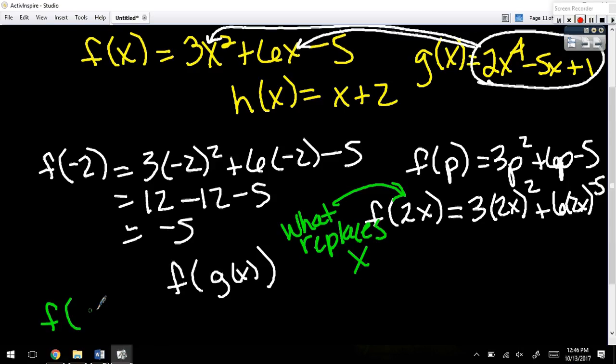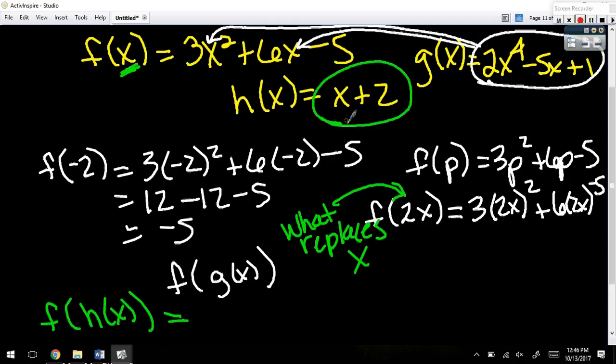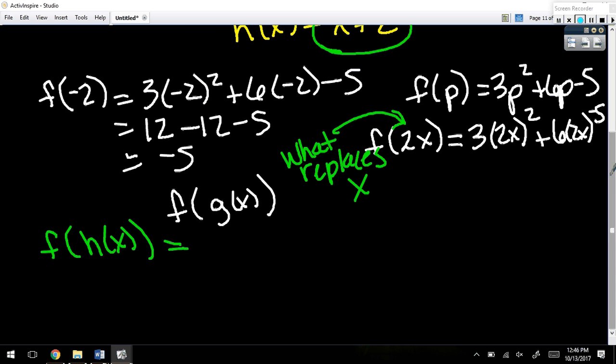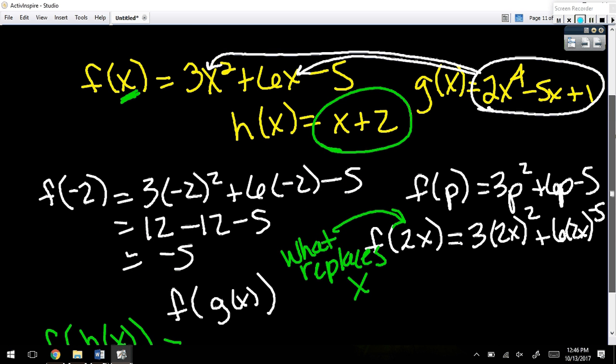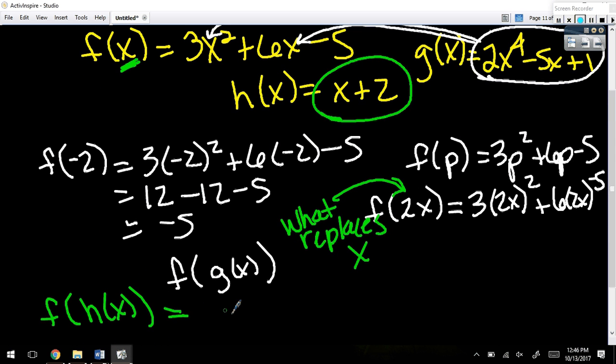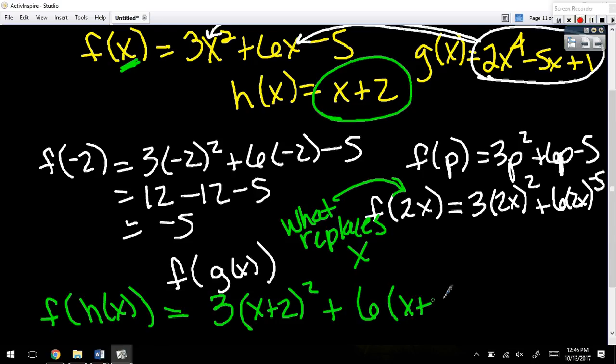Let's do f of h of x. That means I'm taking f, and everywhere f has an x, I'm replacing it with x plus 2. Let me copy the problem first. 3, instead of x, it's now x plus 2 squared, plus 6 times x plus 2, minus 5.